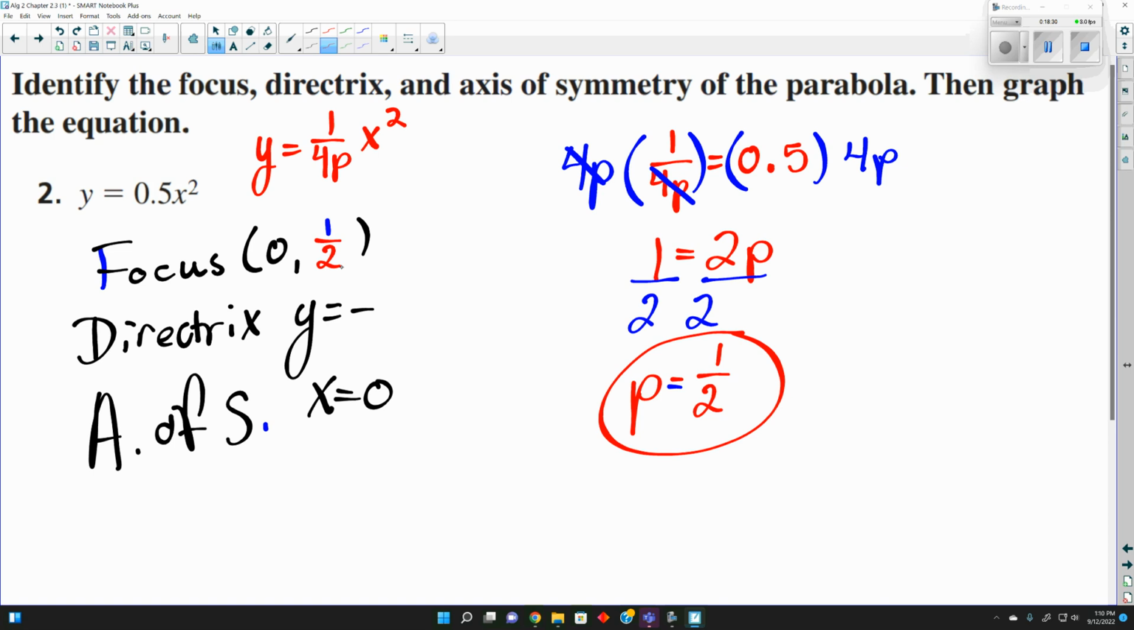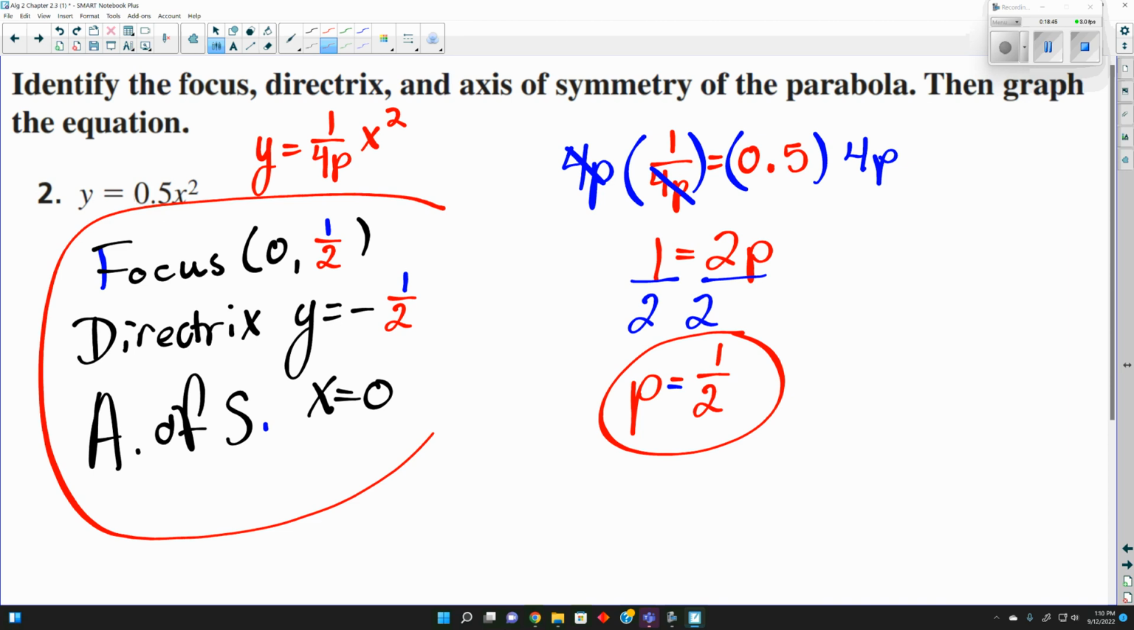So our focus is 0, comma p. Well, the value of p is 1/2. So the focus is 0, comma 1/2. Our directrix, y is equal to negative p. So y is equal to negative 1/2. And that's it. Questions on this here? Any questions on anything we've done so far? Are we ready for the next one?